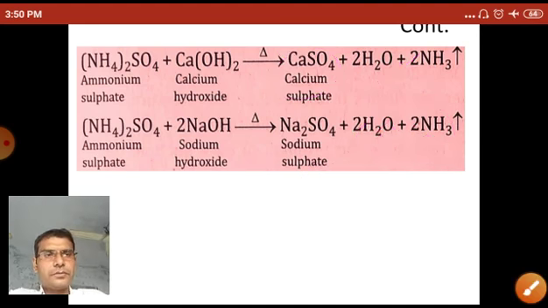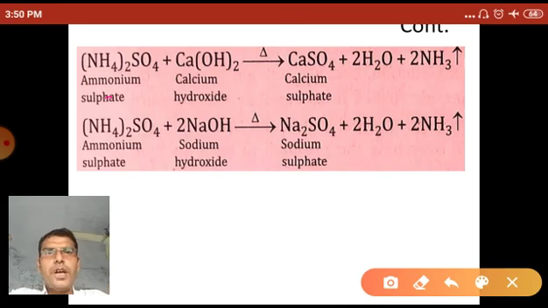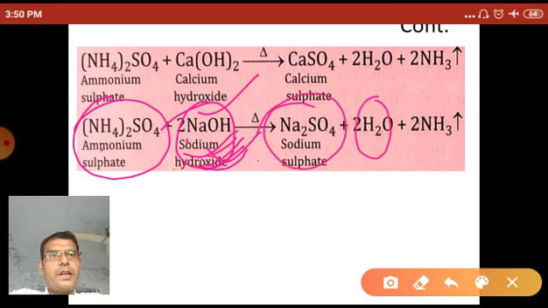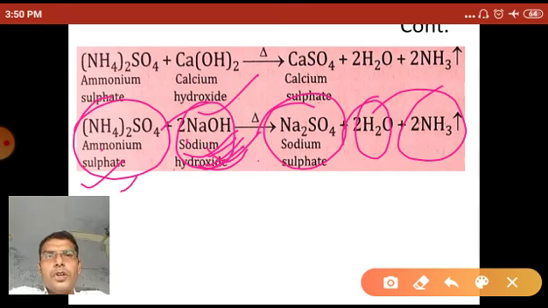Now in the next reaction, ammonium sulfate reacts with sodium hydroxide, which is a type of alkali, a soluble base. When heating ammonium sulfate with sodium hydroxide, they form sodium sulfate, water, and ammonia. So in these reactions, when an ammonium salt is heated with a base, they form ammonia.